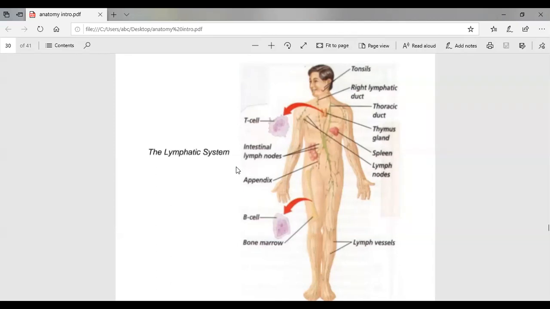The lymph vessels carry lymph, or the fluid called lymph, inside it to different parts of the body. What does this lymph do? It has many immunity cells. So whenever any disease tries to enter our body, the lymphatic cells or the lymph cells attack it.